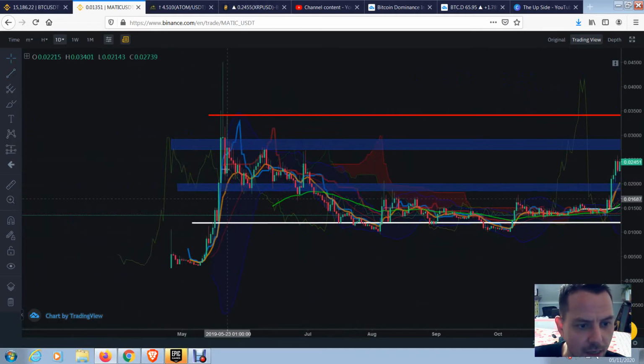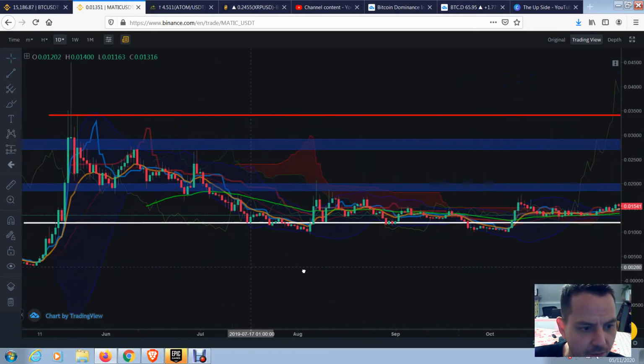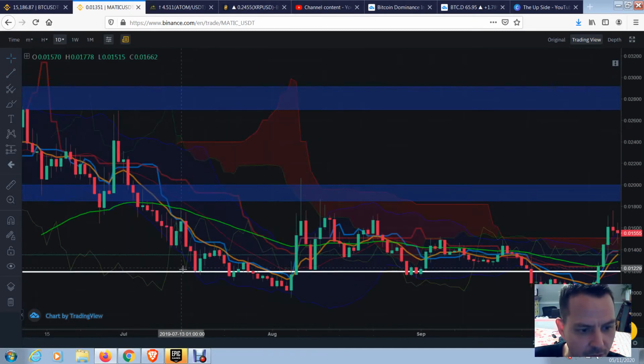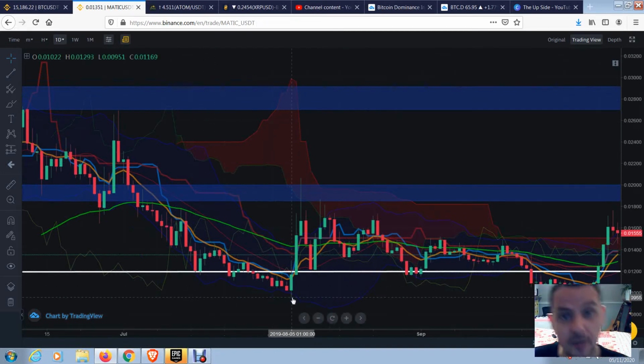When we had our parabolic top here, we came back down, and the first area that we really bottomed around was 1.2 cent. We did break all the way down to 1 cent or just below 1 cent, which is what I think is kind of on the cards. It's not set in stone, but with the moving averages and the way they're looking, it does look very possible that we will see 1 cent Matic.